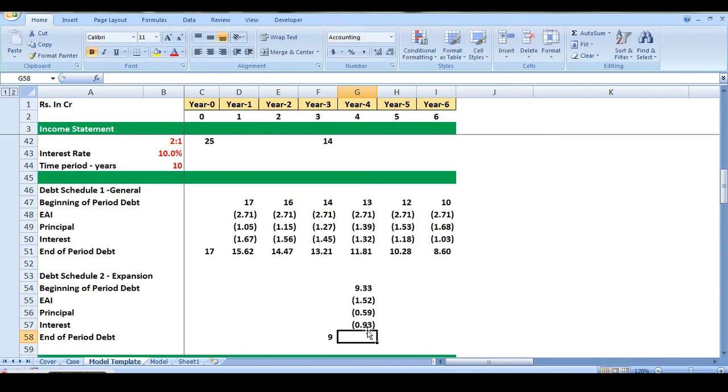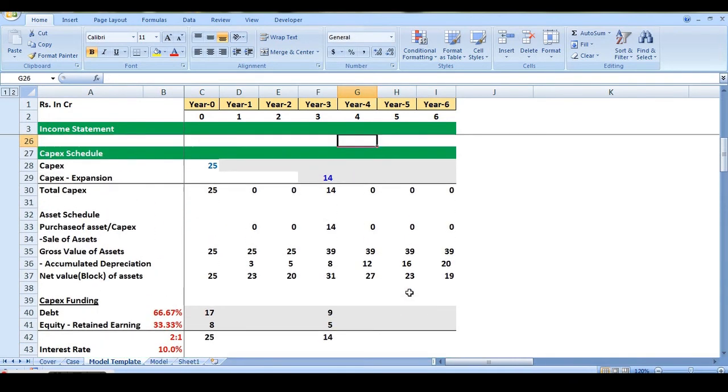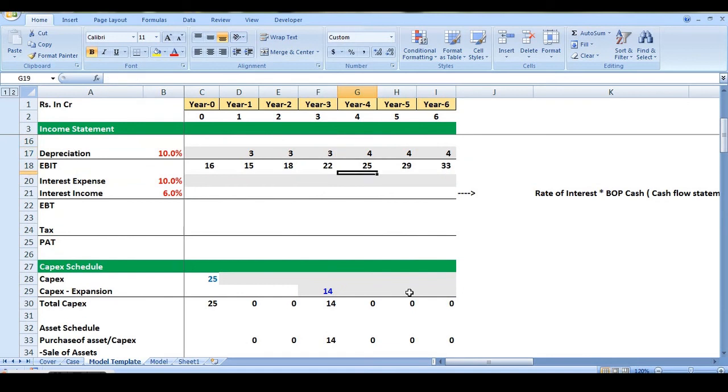And end of period balance, as we have seen in the previous case, is beginning of period balance minus principal, but principal here is already given in negative, so I make it plus principal, which gives me my end of period balance. And now I drag the entire column for the remaining years, which gives me the values of interest, principal and end of period debt, which we are going to use in our balance sheet. And from this we can very easily calculate the interest values required in our income statement.